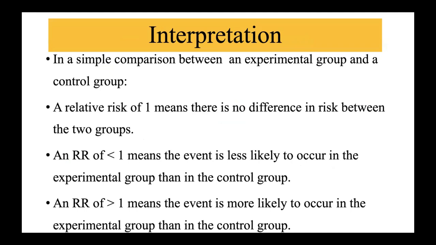If the relative risk is lesser than 1, it means the event is less likely to occur in the experimental group. If the relative risk is greater than 1, it means the event is more likely to occur in the experimental group. Now it is clear?